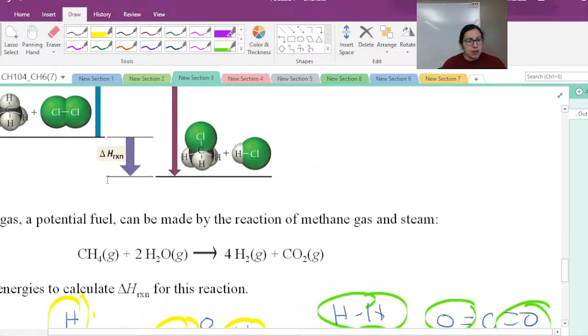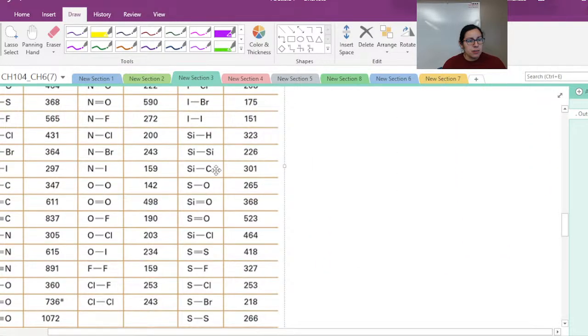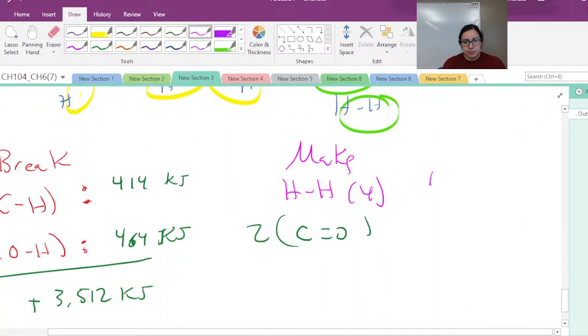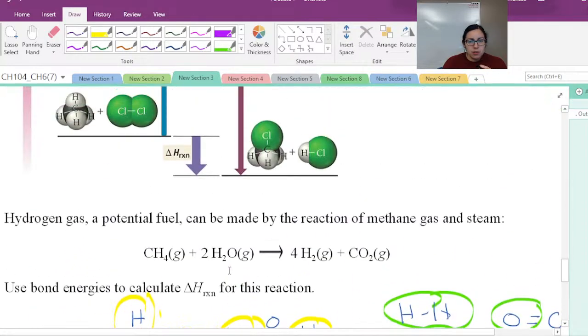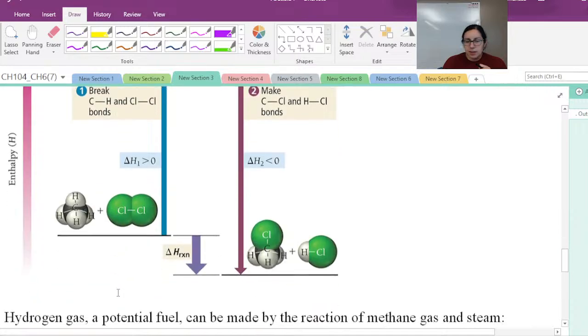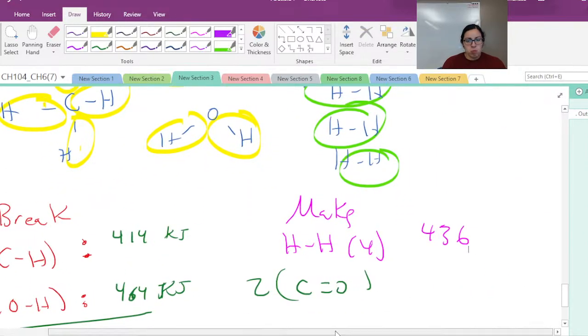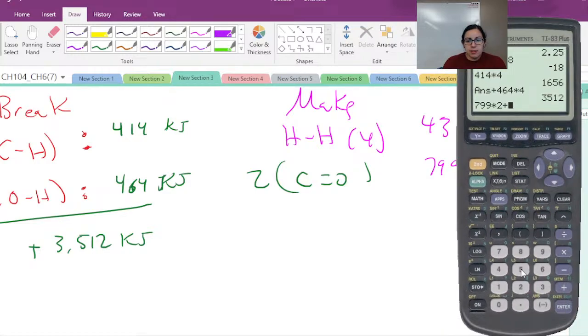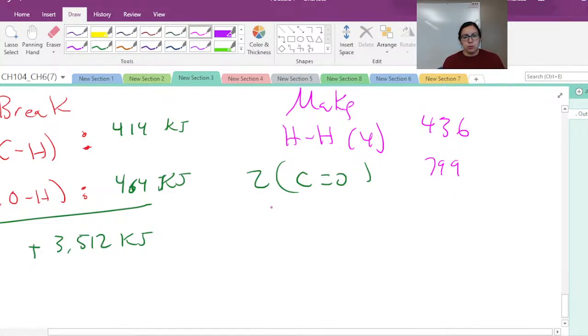So we said we made our HH bond. Let's go back to our chart. So 436. And then remember we have to use our special value for CO2. So 799. So let's see how that compares. So now 799 times 2 plus our 436 times 4, sorry. And so that means that we get 3,342 kilojoules out.